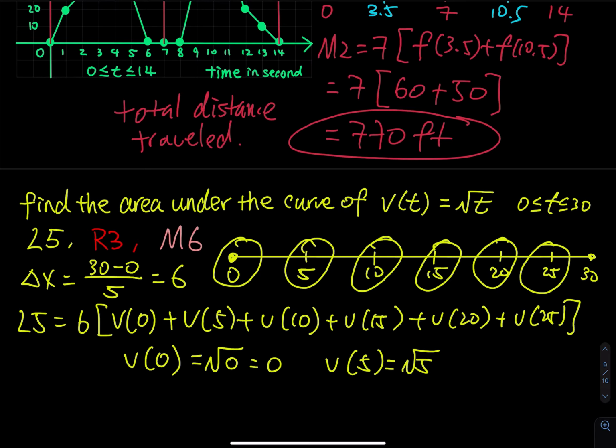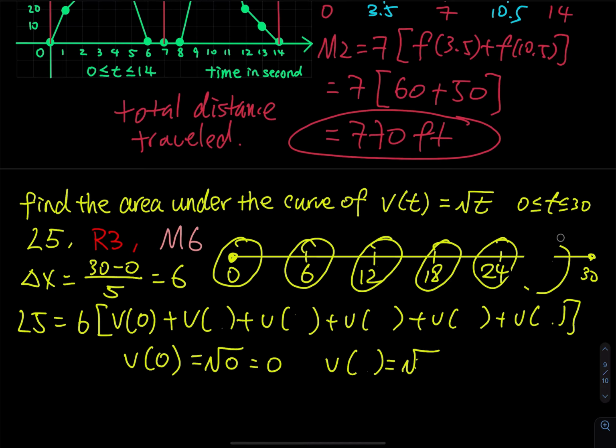Okay, I'm sure that everybody is doing the right thing except me. So let's make a quick correction. So this is supposed to be 6, and then plus 6, plus 6, plus 6, and then plus 6. Okay, and then we end at 30.